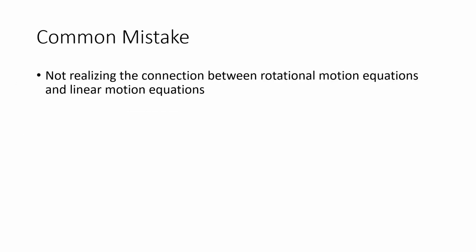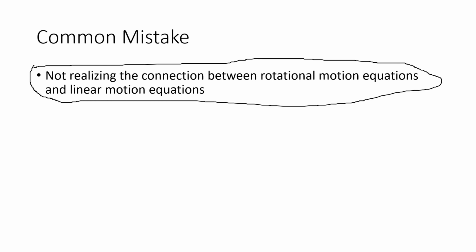Finally, one common mistake in this problem is that you do not realize the connection between the rotational motion equations and linear motion equations. The rotational motion basically uses very similar equations to linear motion, except the variables and the units are switched. For example, radians a second would correspond to meters a second, and meters a second squared for acceleration would be like radians a second squared. So noticing this will really help you with this problem.